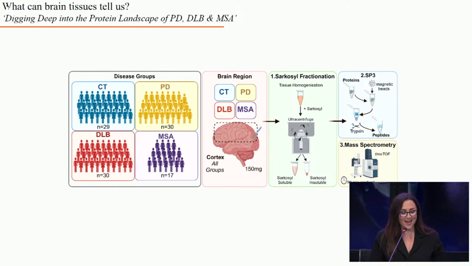For my first study, I carried out a first-of-its-kind comparative proteomic analysis, where I compared human brain tissue samples from a cohort of controls, therefore patients who did not have any pathology, Parkinson's disease patients, DLB patients, and MSA patients. I used cortical human brain tissue and ran them on the mass spectrometer. From this alone, I was able to identify 3,000 proteins in just a small human brain sample, and then I could compare them to each other and to the controls.